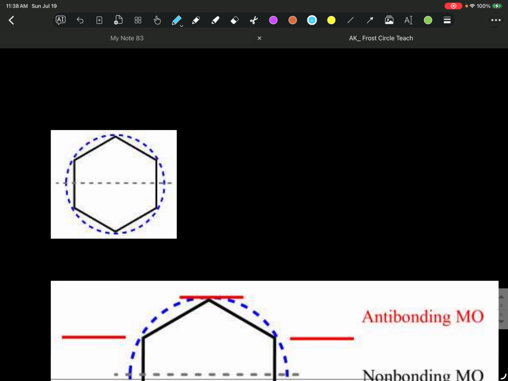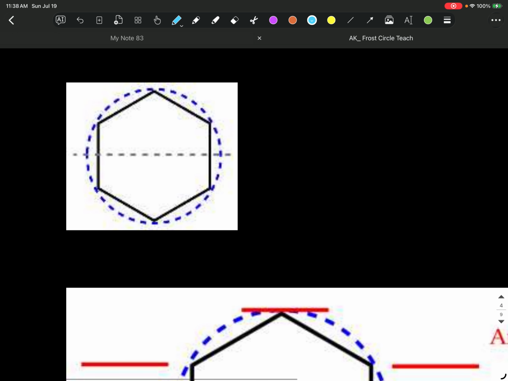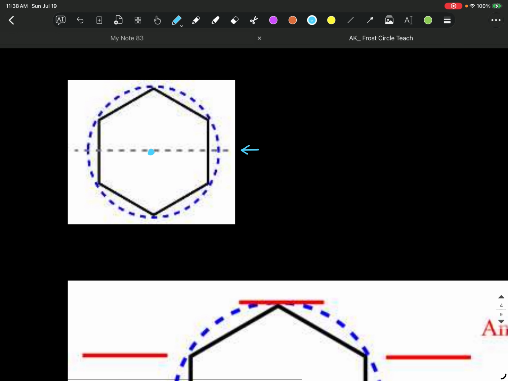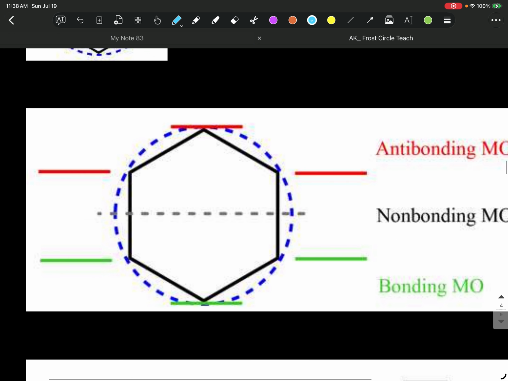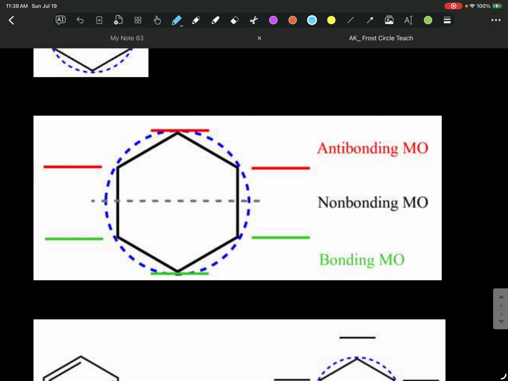Once you have drawn the circle and the polygon, you can draw a line going through the center of the circle. That's the horizontal line here that divides the polygon into 2 halves. This is going to be the non-bonding orbital line. So we have a non-bonding orbital line in the center, and anything above that will represent the anti-bonding molecular orbitals. Anything below that will be the bonding molecular orbitals.